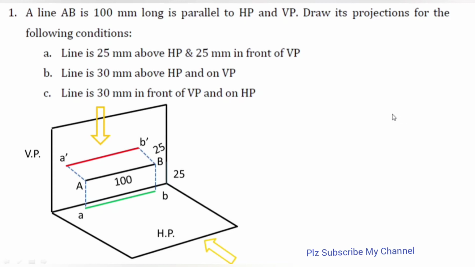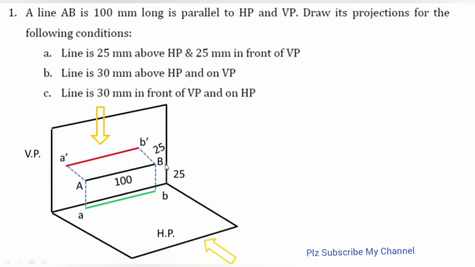So the first problem is: a line AB is 100 mm long and it is parallel to HP and VP both. Draw its projection for the following conditions. In the upcoming slides, three problems are there. One by one I am going to discuss. So part A says the line is 25 mm above HP and 25 mm in front of VP.